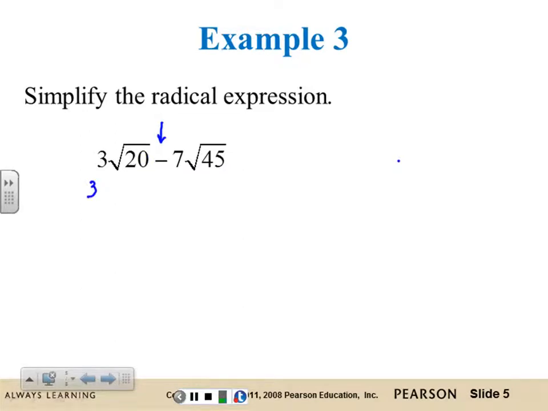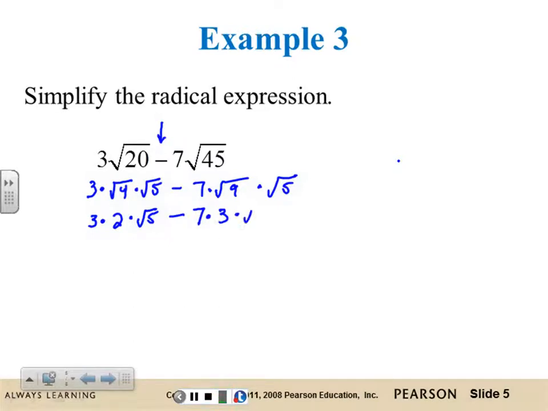So I have 3 times the square root of 4 times the square root of 5 minus 7 times the square root of 9 times the square root of 5. So let's simplify farther. So we have 3 times the square root of 4 is going to be 2. Can't do anything with the square root of 5, so it stays under. Minus 7 times the square root of 9 is going to be 3. Can't do anything with the square root of 5, so it stays under.